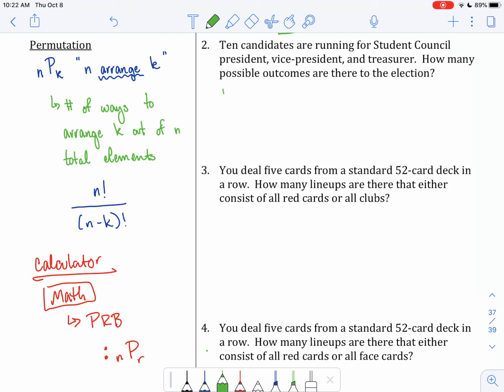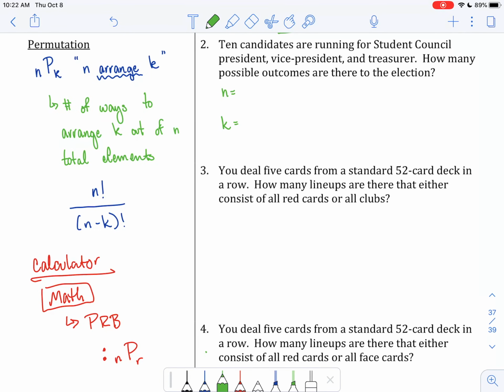So with all these problems, the first thing you want to do is identify what n is and identify what k is. So in this case, n is our total number of candidates, so that's 10, and k is we're arranging 3 of them into these 3 positions.